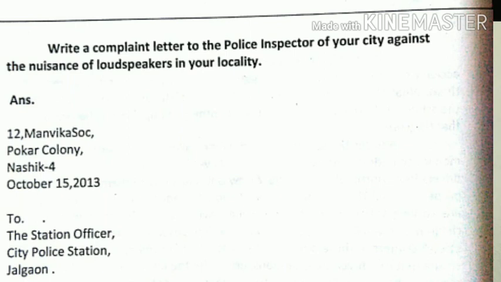Now let's take one example of a complaint letter. The question is, write a complaint letter to the police inspector of your city against the nuisance of loudspeakers in your locality. In this letter, first of all, the sender's address and date on the left side, then designation and address of the addressee below it, then the subject of the letter.